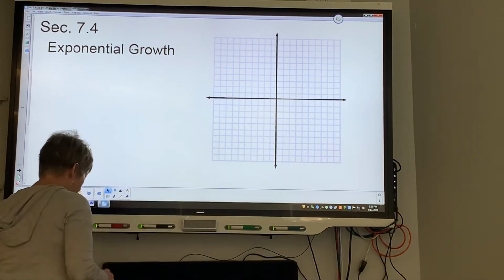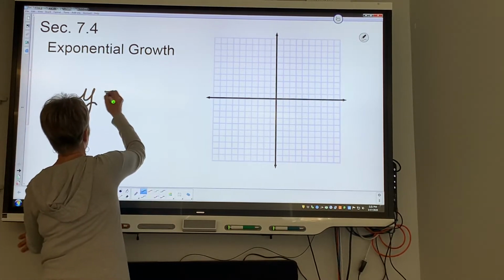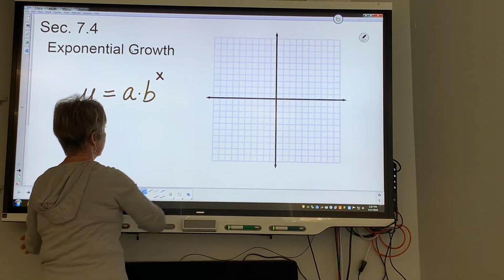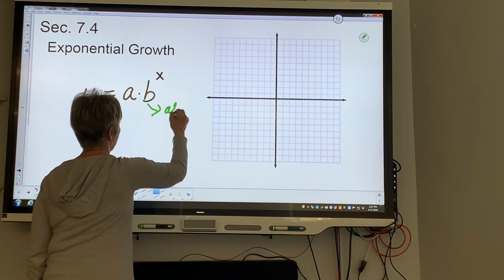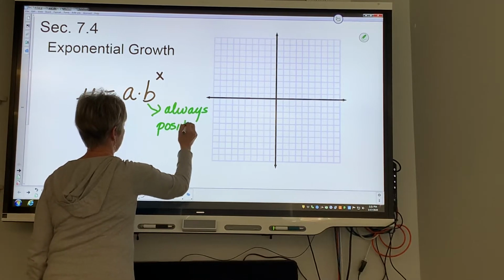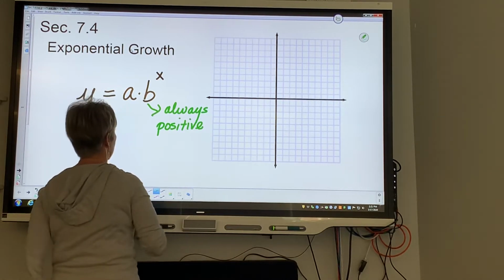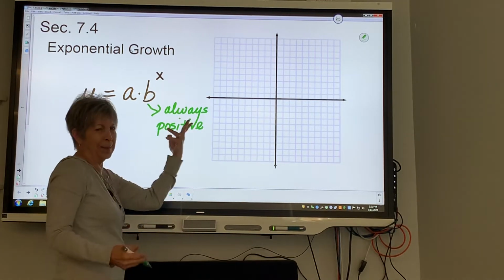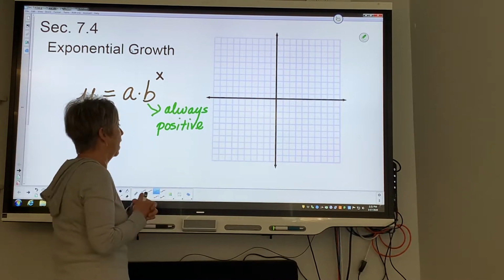So if you recall what an exponential function looks like, it's something like this: a times b to the x. The base b is always going to be a positive number. a can be a positive or a negative number. b is not going to be 1, because if b was equal to 1, 1 to any power would just be 1. That wouldn't grow at all. That wouldn't be exponential. That would be a line.